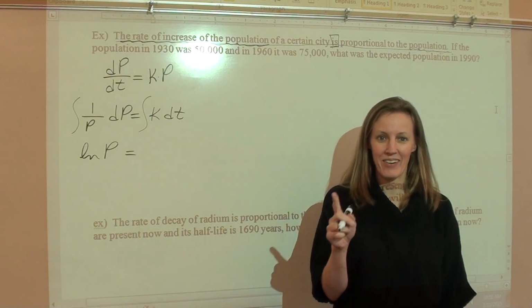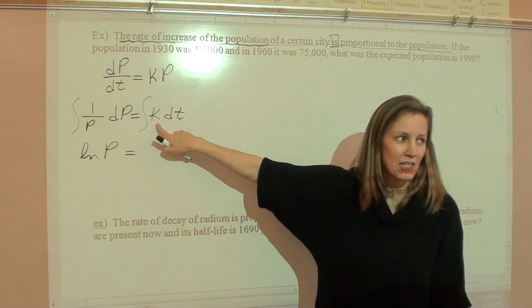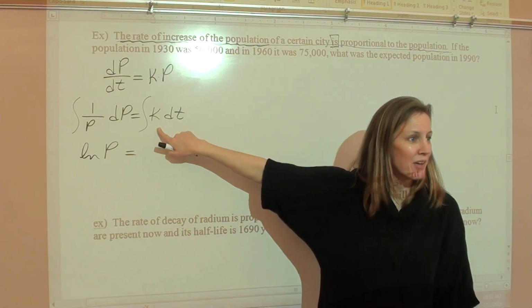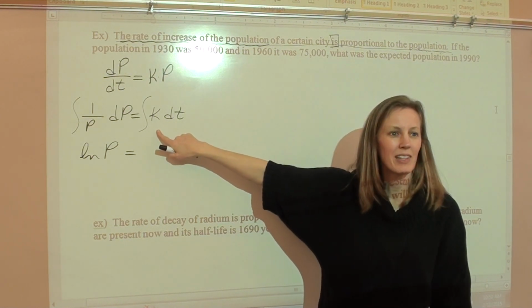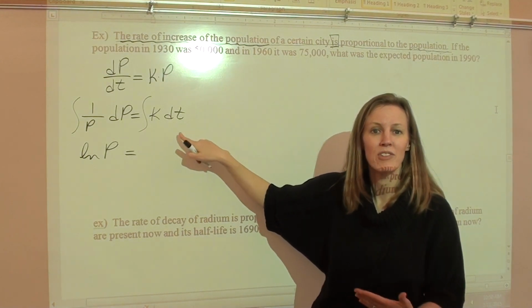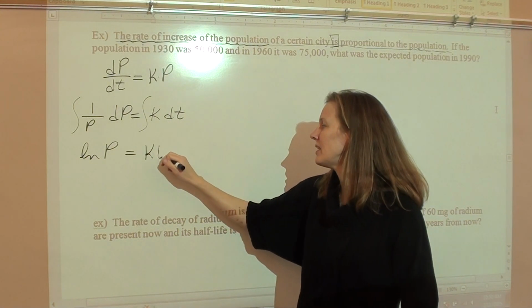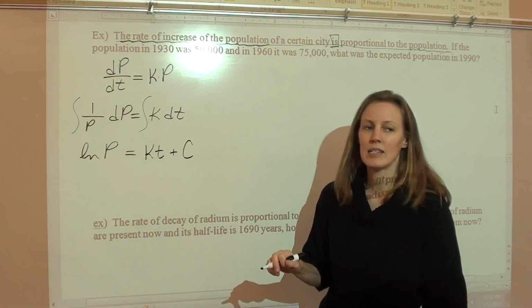Beautiful. The antiderivative of k with respect to t is not 1/2 k squared, because k is not a variable. k is a constant. Think of it like 5. What would the antiderivative of 5 be with respect to t? It'd be 5t. So the antiderivative of k with respect to t is kt plus c.